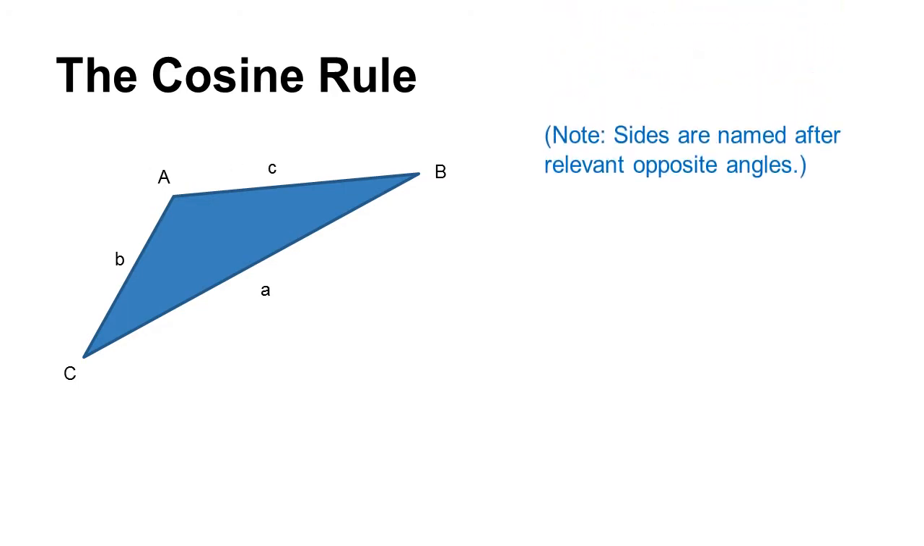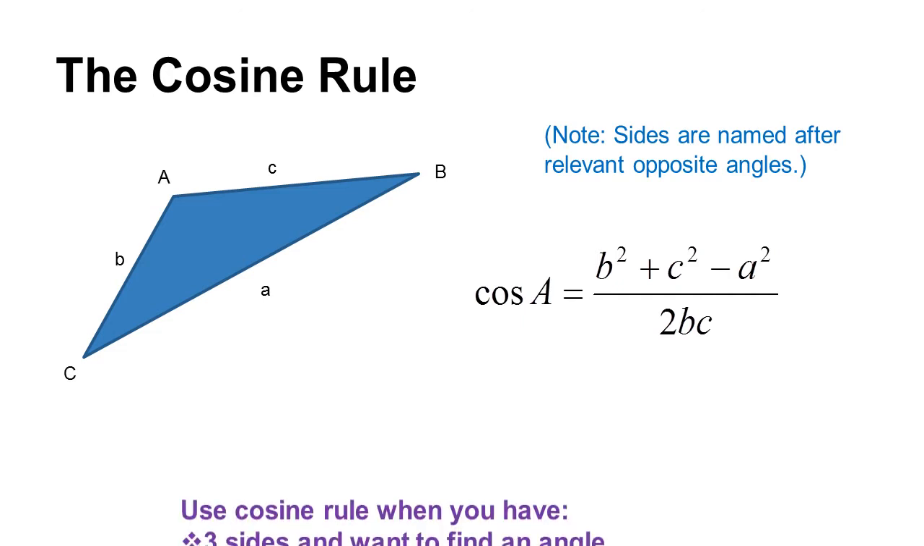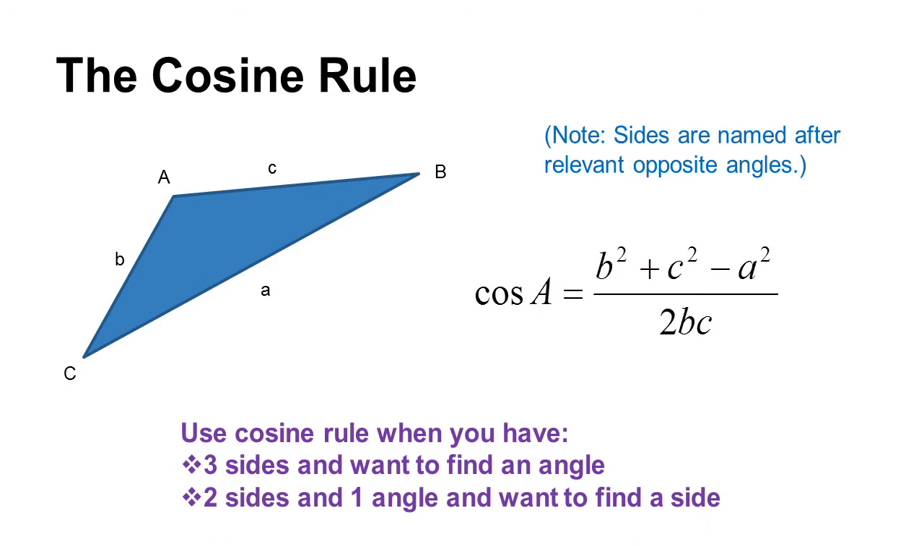Again, we begin by labeling the triangle, and then we can state the rule, which is that the cos of angle A is equal to b squared plus c squared minus a squared, divided by 2bc. You'll note that the sides b and c are the adjacent sides to angle A.